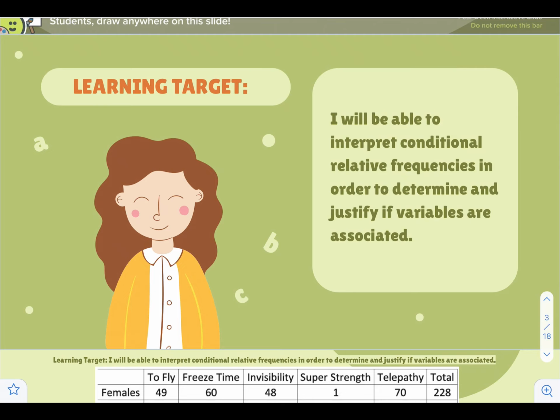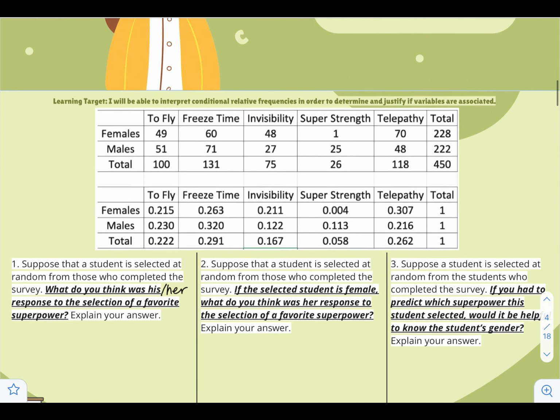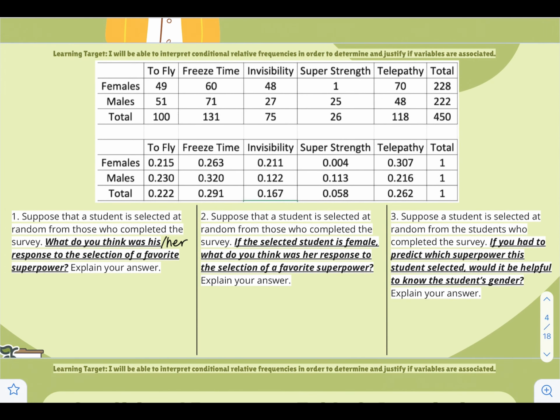Today's learning target is: I'll be able to interpret conditional relative frequencies in order to determine and justify if variables are associated. We are going to take a look at this example over here and try to answer the following 3 questions and eventually get through how 2 categorical data that we are seeing are associated or not.